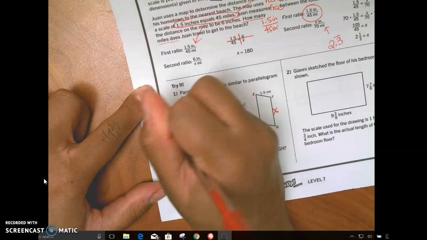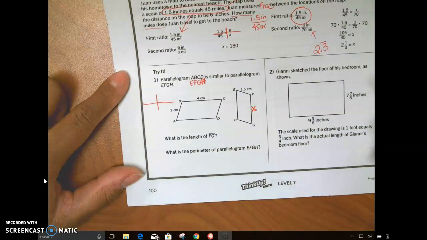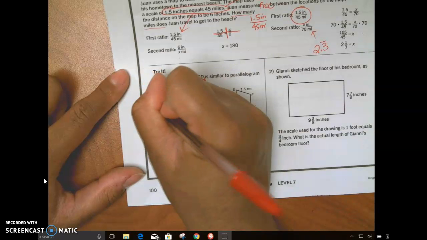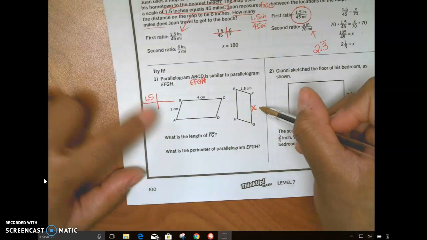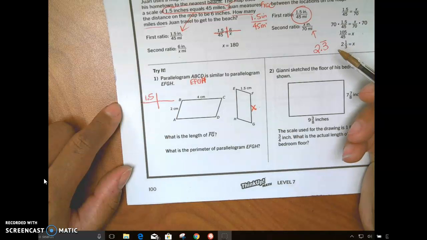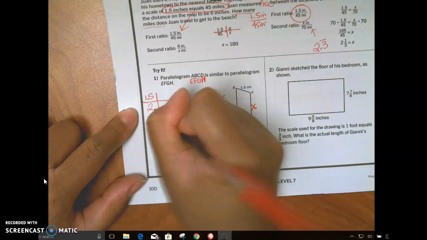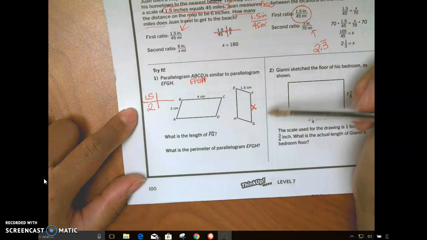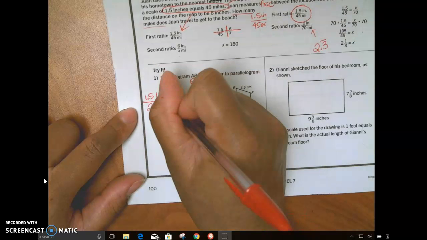Come over here. All right, what numbers do I put in my proportion? 1.5. And who corresponds to 1.5? It can either be on the same shape or it can be the same side. 2 corresponds to it. I'll put it down here. Now, who's the other number that corresponds to 1.5? X. So I put that next to it.